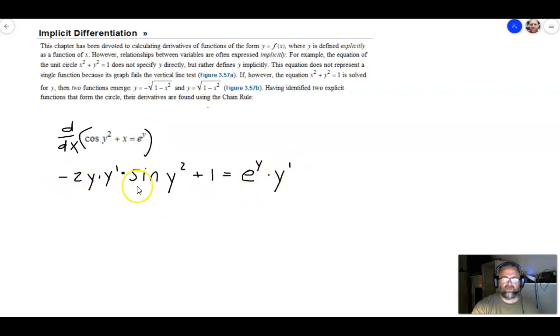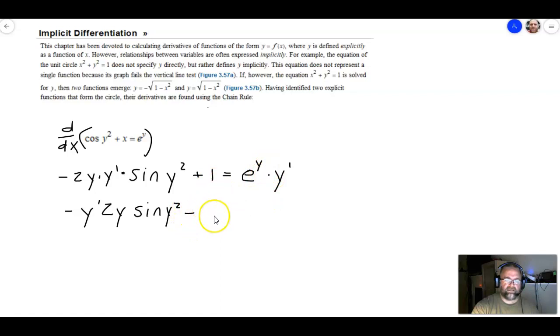So this is what it gets set up at. Remember our strategy: get all the terms with y prime on one side and all the other terms on the other side. So we have a y prime here, and I'm going to write this as negative y prime times 2y times the sine of y squared. And then we're going to bring this over here.